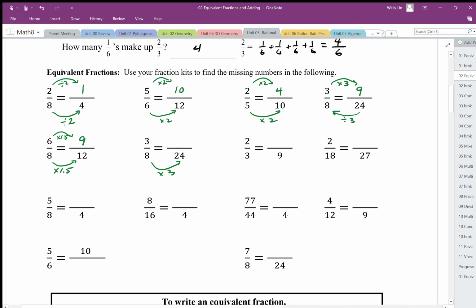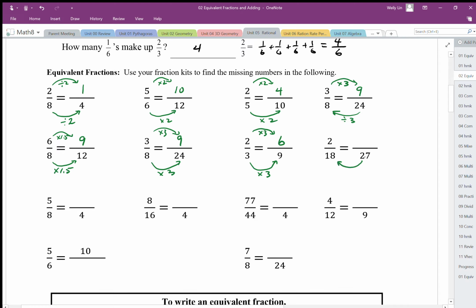Here we have times 3. Again, we're going to do times 3, and we get 9 to 24. Okay, seems to be the same one as this one here, but again, it's good to get the practice in. Here we have a times 3 multiplier. So we must use the same times 3 on the top. Here, I'm going to divide going the other way around.